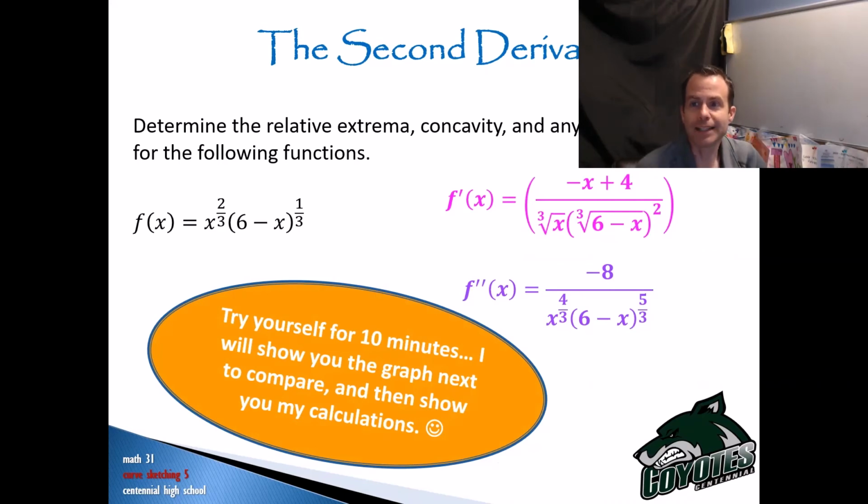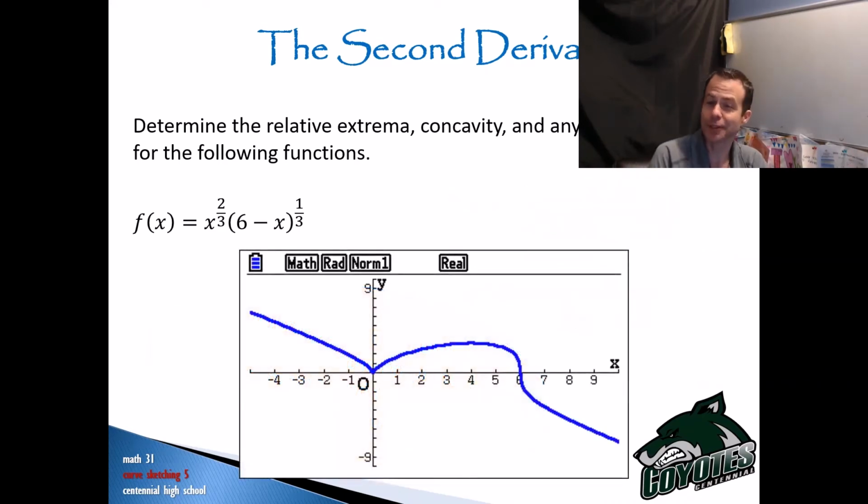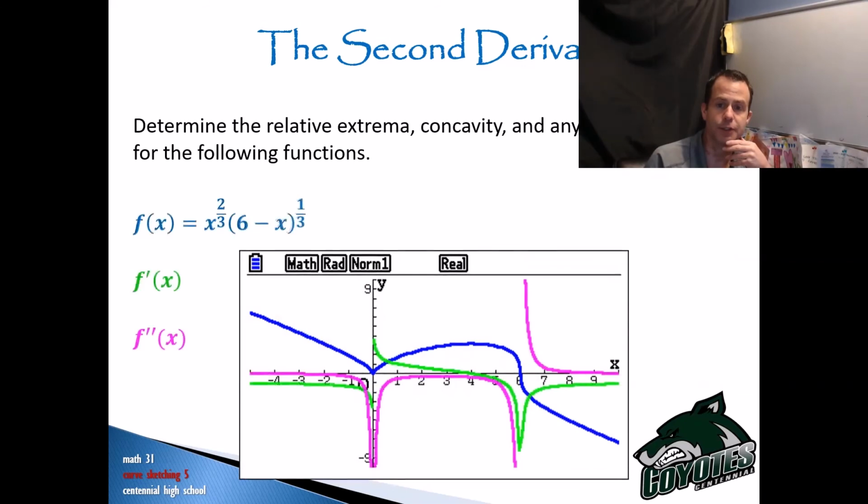Okay, welcome back. Here is what the graph looks like. Okay, and now what I'm going to do is walk you through each step as to all the information that we gathered that would have gotten us to this picture, okay? Just for your own knowledge, here's what the first and second derivative looks like. The first derivative here is green, and the second derivative is the pink guy, okay?